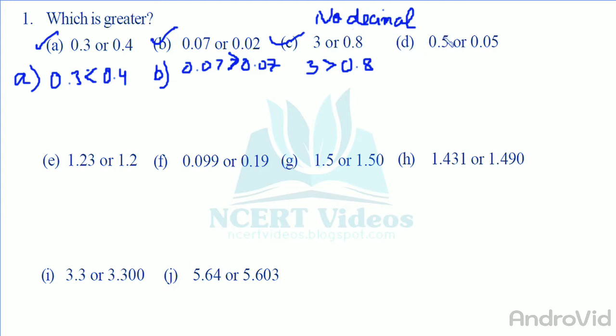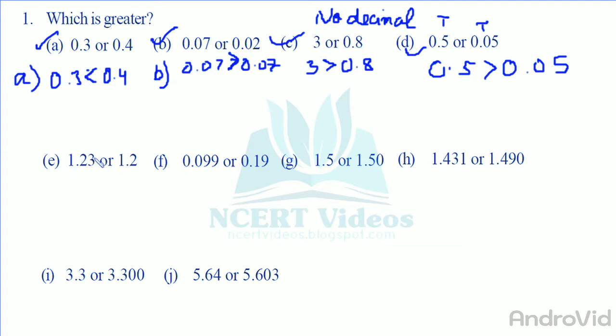D part. In tens place, we have 5, whereas in the other, we have 0. Clearly, 5 is greater. Therefore, 0.5 is greater than 0.05. That makes our D part.